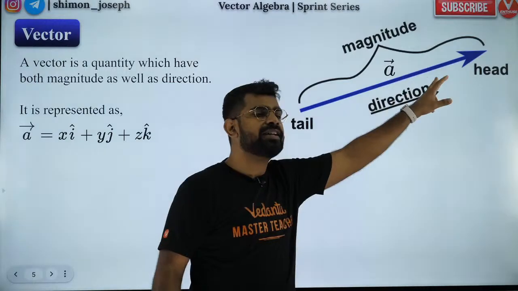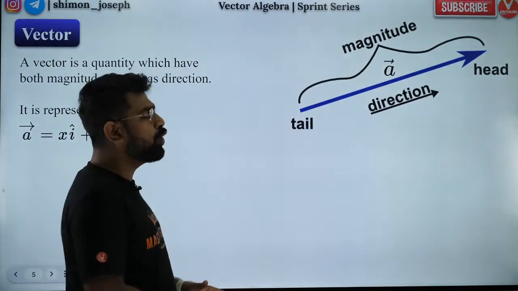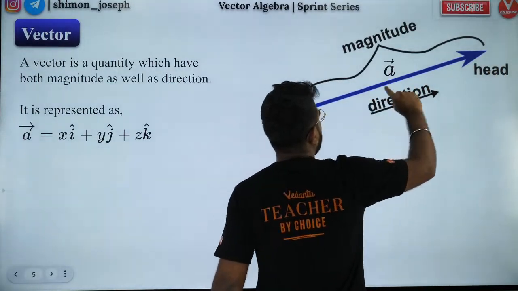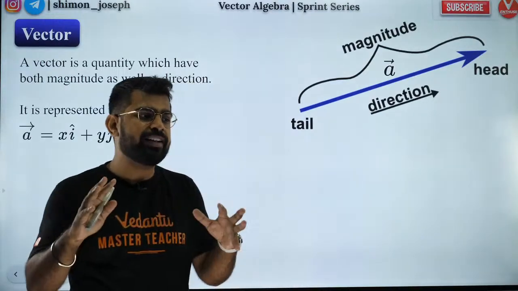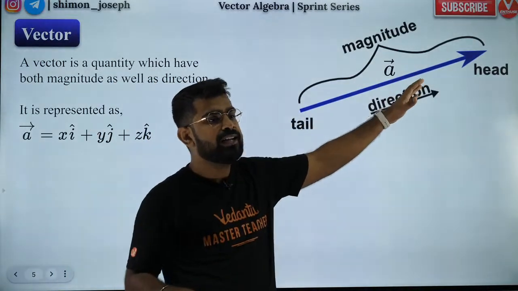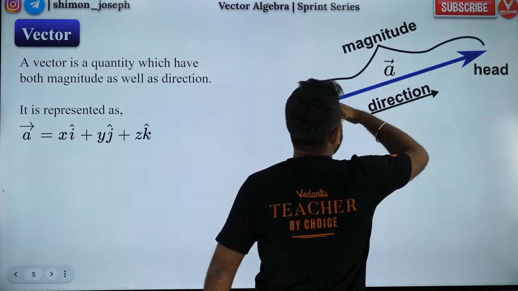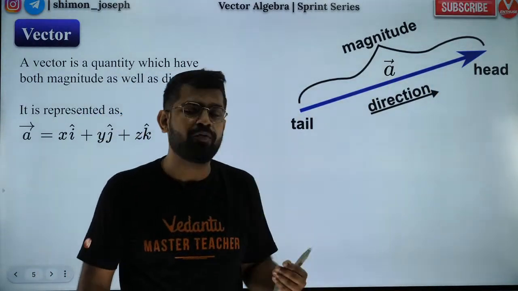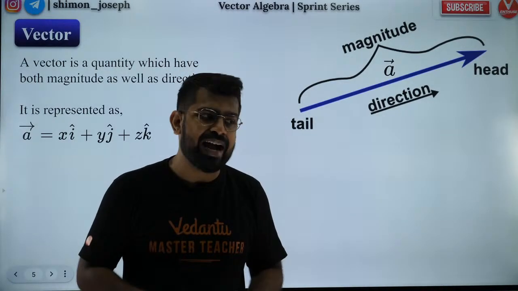This is how vectors are represented. They are represented by an arrow. Whenever you draw an arrow, you have a tail and a head, and tail to head is the direction of the vector. The direction of a vector is always tail to head, and the magnitude of the vector is nothing but the length of the arrow. The length of the arrow gives you an idea about the magnitude of the vector quantity. Are you all clear? Everybody happy with that?